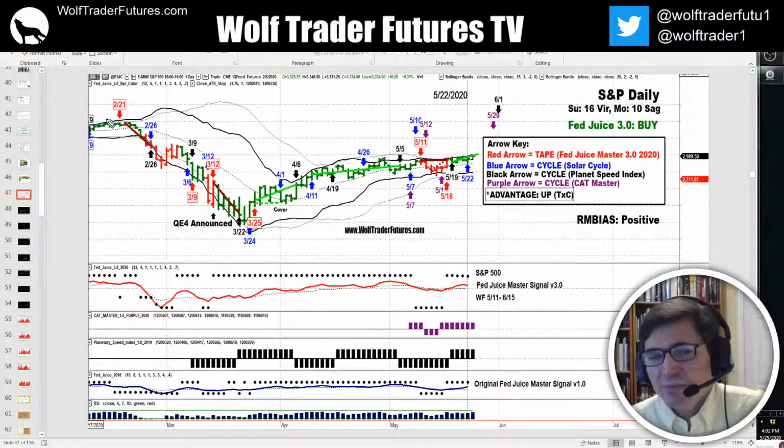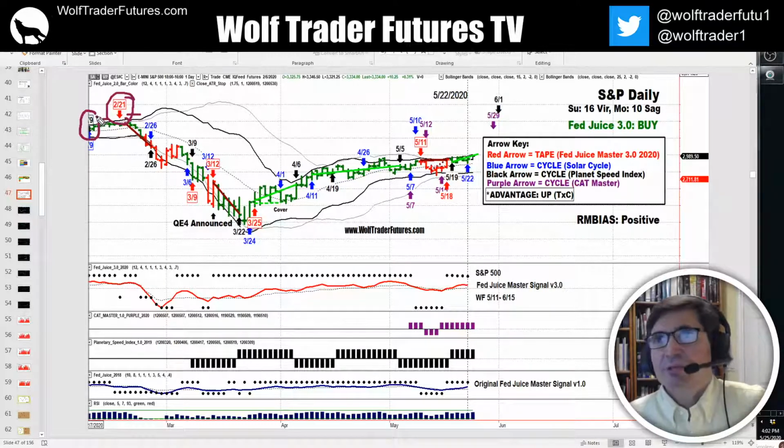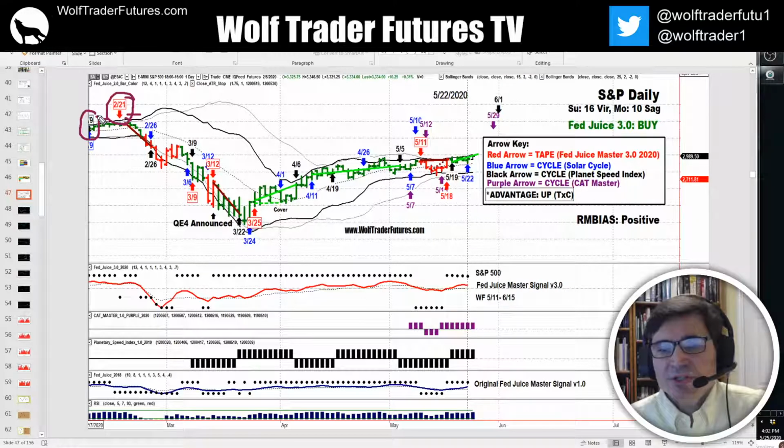So the last time before we came into this sell-off, it went into this sell on February the 21st, okay? And the market started falling. Now, the planetary speed index, you can't see it here. It was in black over here, but that was also in a sell.